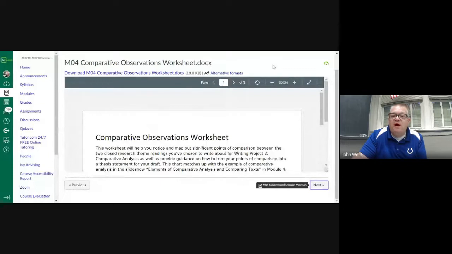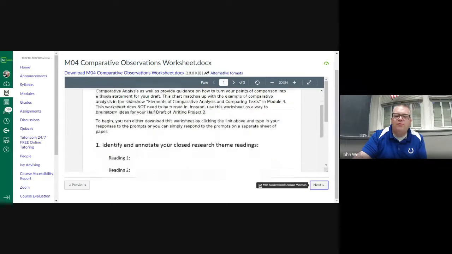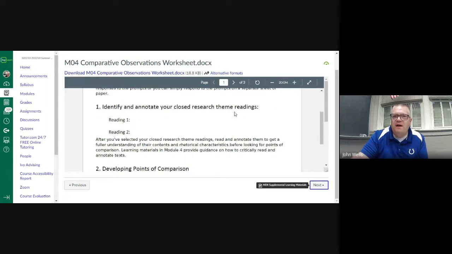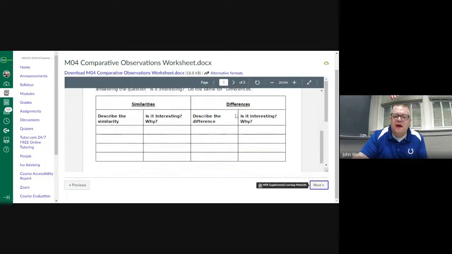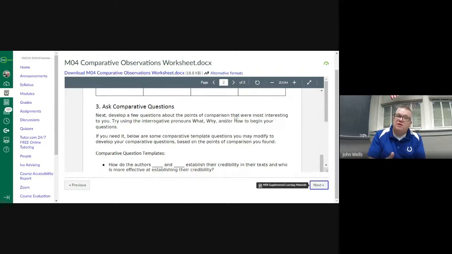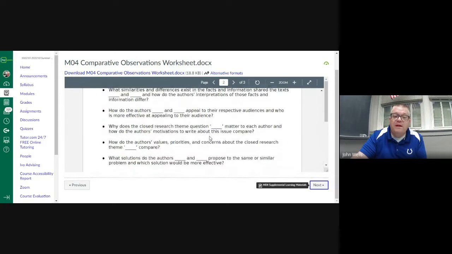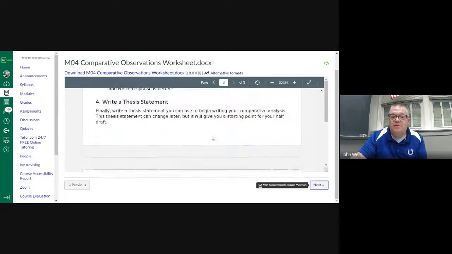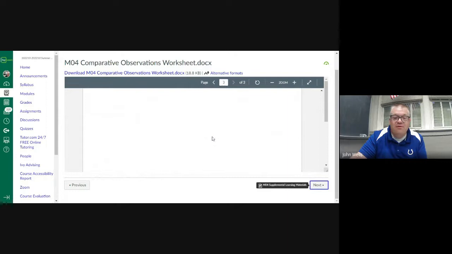We do have this comparative observation worksheet. This is something new that was added in for us. And this is not a graded assignment, so you don't have to turn this in anywhere, okay? But this just helps you walk through the process of identifying those key elements, and then why is it interesting, why is it important, right? You can download this and use it, or you can create your own document. It does help you walk through some of those pieces to help you attack this a little bit better, okay? So I do point that out to you.